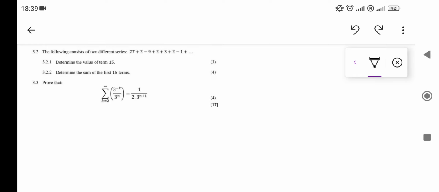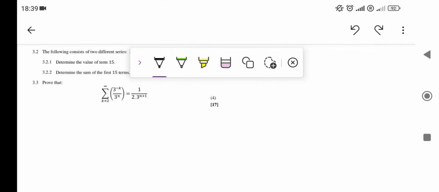Okay, let's have a look at 3.2 and get comfortable with this kind of question because I've seen it a couple of times. So the following consists of two different series. What they've done is they've meshed two series together. Let's have a look at this quickly.